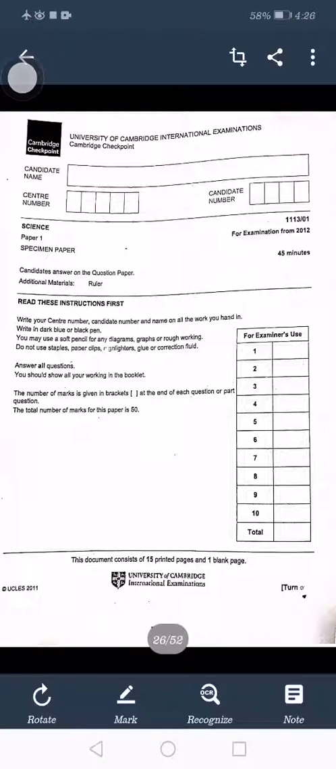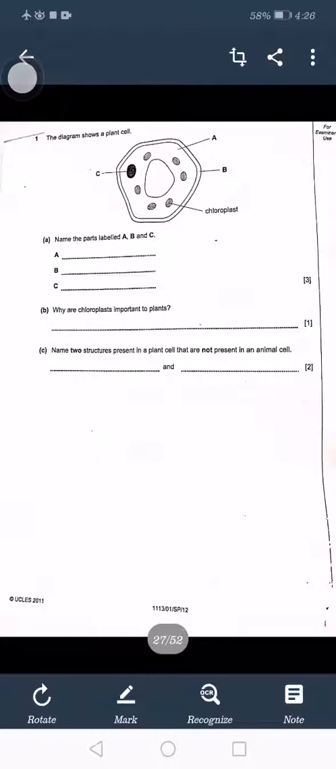Okay يا ولادي, let's complete paper 1 biology exam 2012. Open on question 1. The diagram shows a plant cell. A, B, chloroplast, C. Name parts labeled A, B, and C.